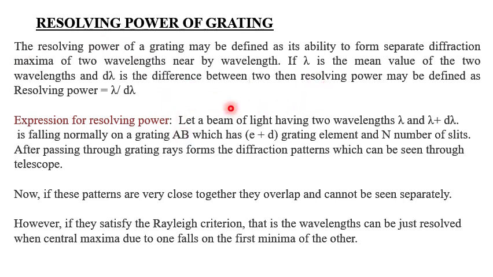Now, the resolving power of a grating is mathematically given by lambda by d lambda. Lambda is the mean value of the two wavelengths, and d lambda is the difference between the two wavelengths. Because we are always talking about nearby wavelengths, if we denote one wave by lambda, then we denote the second wave by lambda plus d lambda, and d lambda shows the very small difference between these two wavelengths.